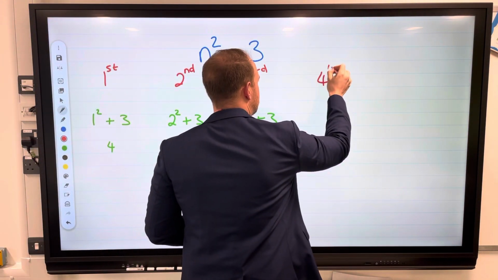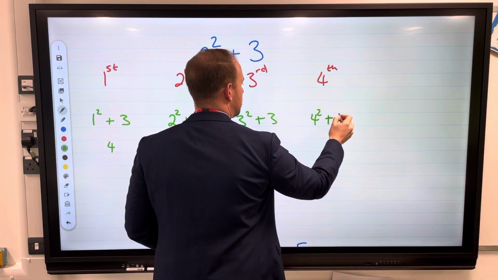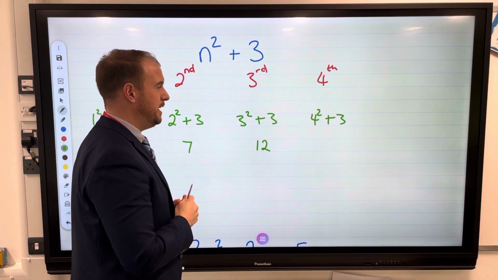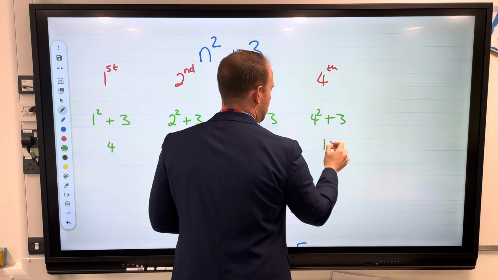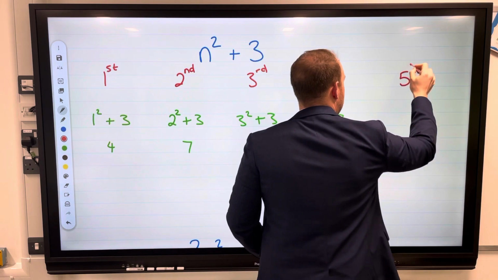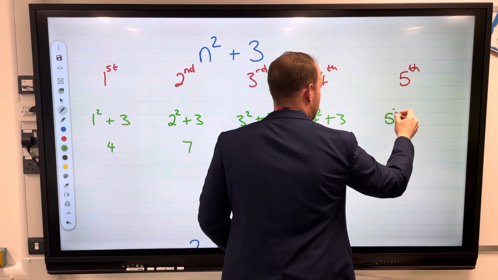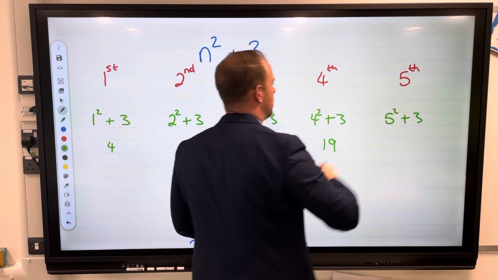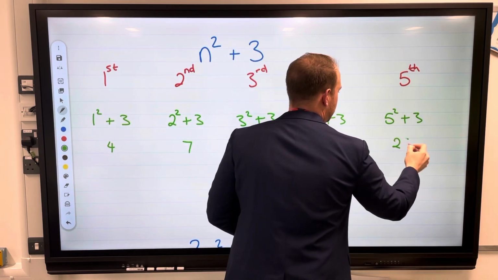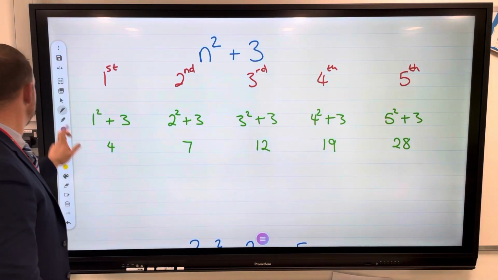Fourth then will be 4 squared plus 3. 4 squared is 16, add the 3 to make 19. And then the last one, when n is 5, we have 5 squared and then add 3. 5 squared is 25, plus the 3, 28. So here are the first 5 terms.